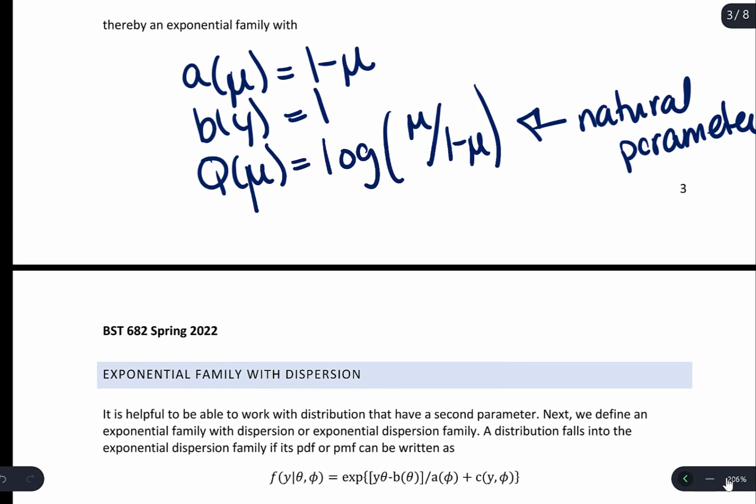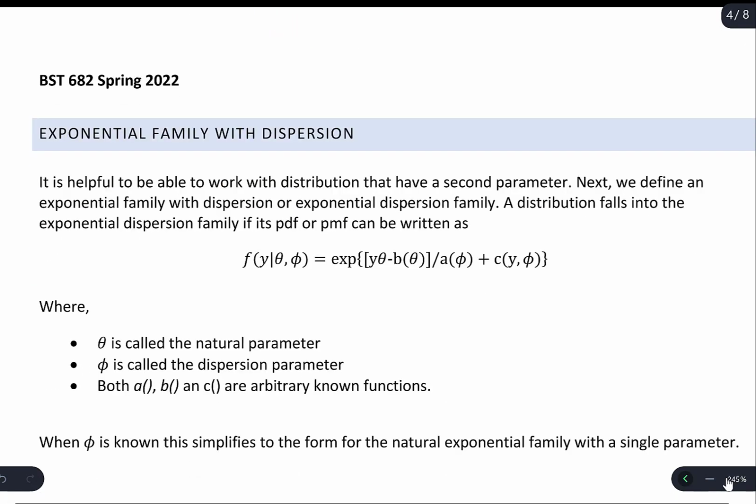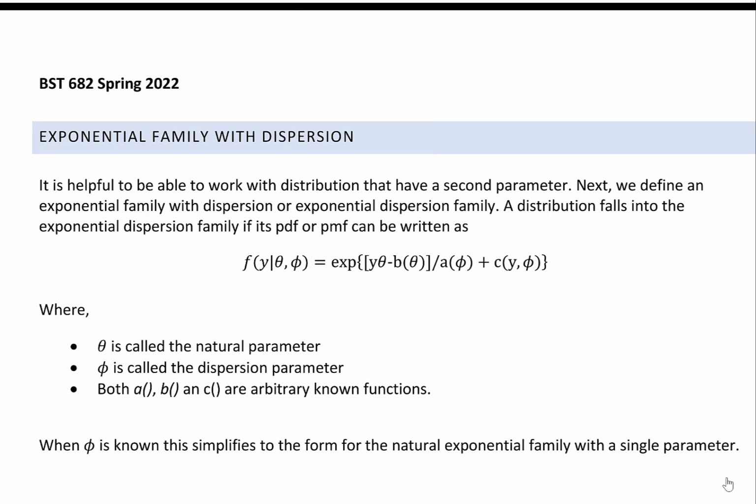All right. So it's often helpful to be able to work with a distribution that has a second parameter. So think like a normal distribution. We're often interested in the mean, but we also have sigma for the variance. So what we're going to define next is what's called an exponential family with dispersion, or an exponential dispersion family. And so it falls into an exponential dispersion family if the PDF can be written as follows.